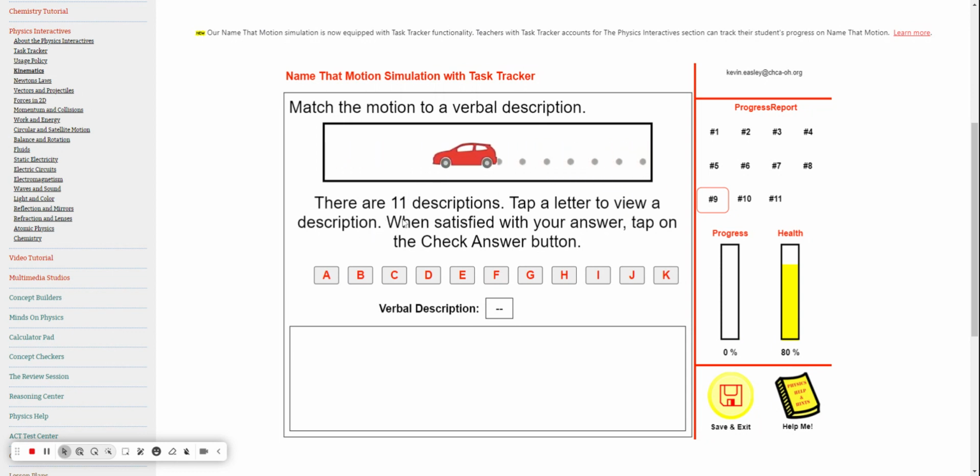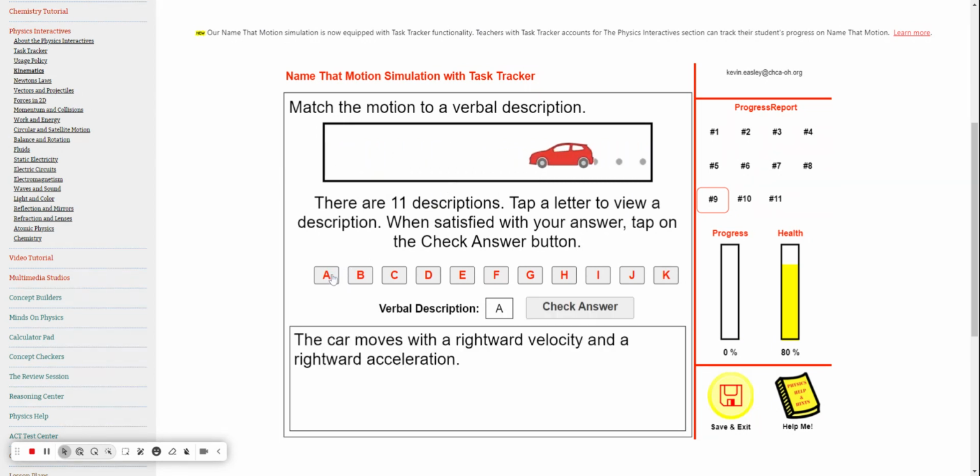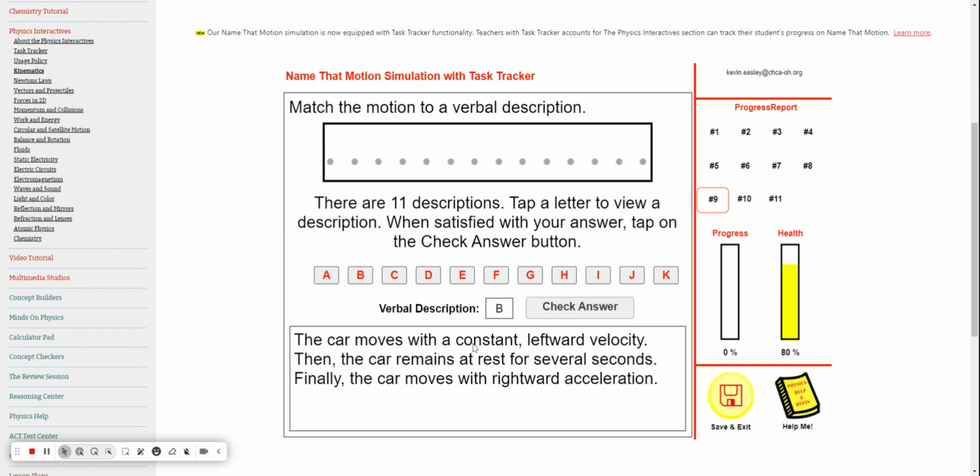Tap a letter to view the description. So in this case, we have to read this, and we can say there's a lot of options here. I'll just read till I find the correct one. So this says a car moves rightward. No, it's moving leftward. We'll skip that. The car moves with a constant leftward velocity. I agree with that. The car's going left. The distance between these dots are not changing.